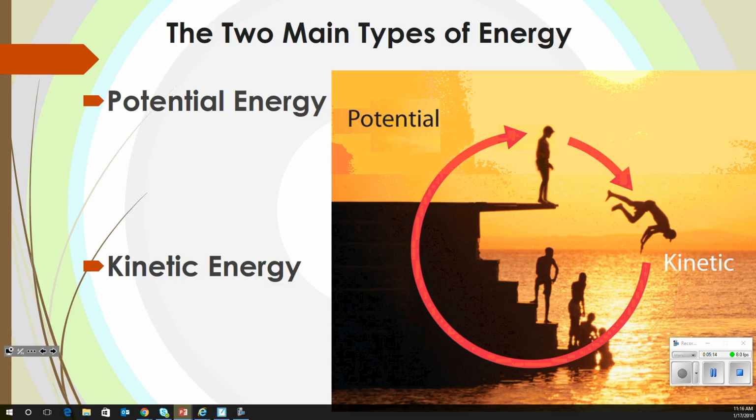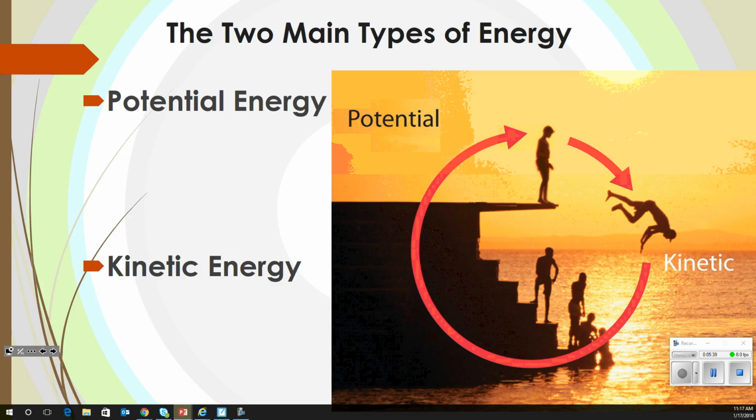So two main types of energy that we're going to talk about today, potential and kinetic. Looking at this picture, who can tell me what potential would be? Yes? Buildup of energy. Okay, anybody have another way to phrase it besides that, the buildup of energy? Energy that's not moving. Okay, what else? Yes? It's stored. Energy that's stored.